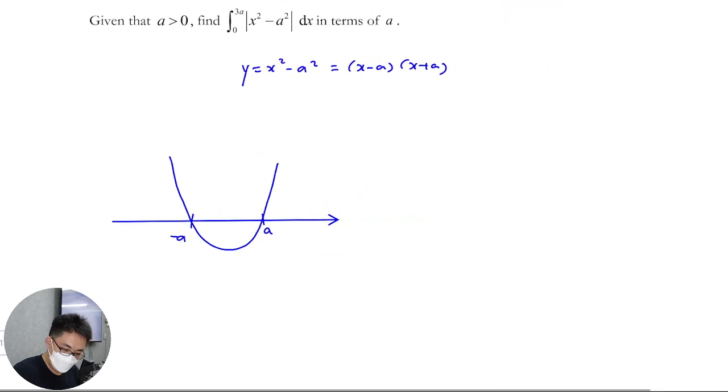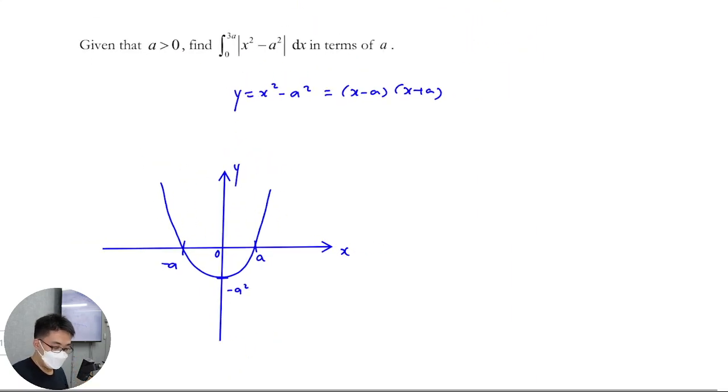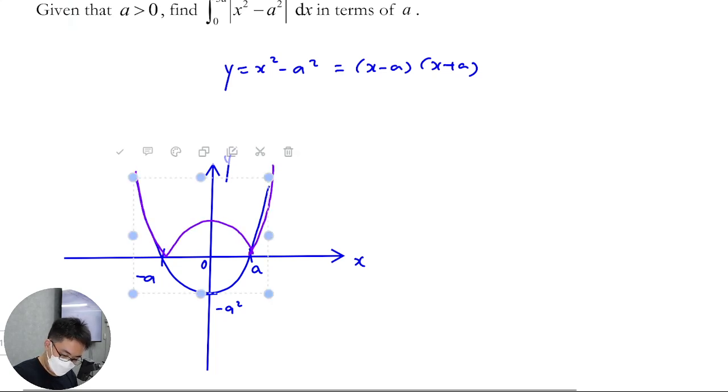A. And then middle point is here. 0. Then this will be minus a square. Y equals x. So if you modulus it, it will be like that lah. This will be the original graph.